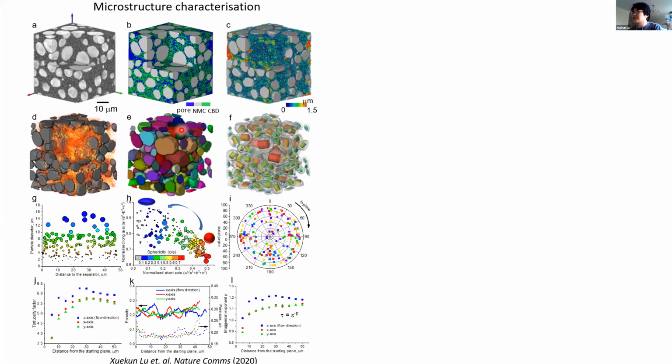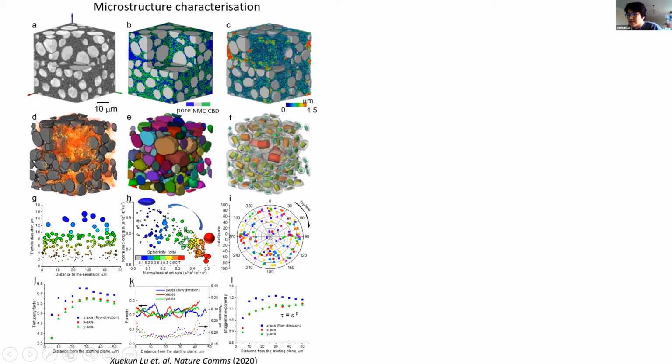Then we also can identify every individual particle. By extracting the eigenvalues and the eigenvectors using image analysis techniques, we can extract the orientation, the shape, and also the size of the particle. They are represented by the cylindrical template here. Then we can quantify the particle diameter distribution as a function of the distance to the separator. The separator is at the top, which is the entrance of this electrode.